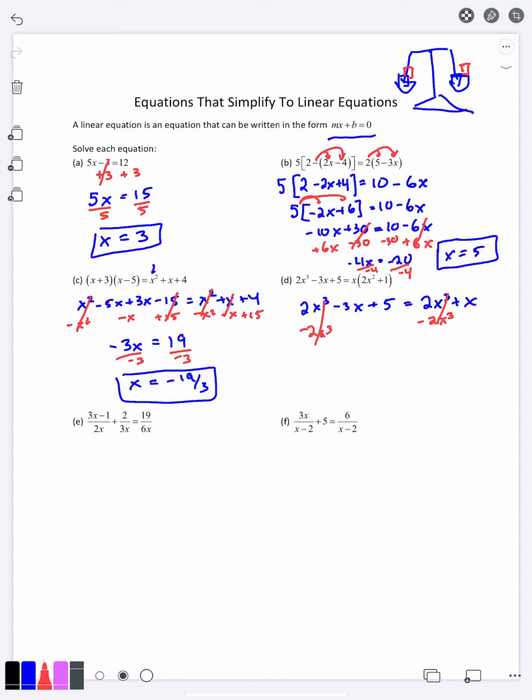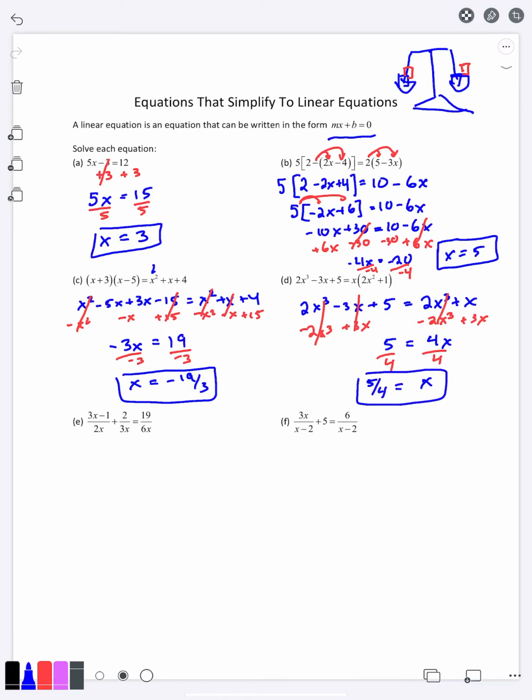And then I need to decide which side to have the x's and numbers on. For one time, I'm actually going to move the x to the right because there was no number on the right side. So it gives me one less thing to worry about here. 5 equals 4x. Then we divide by our 4, and we get x is 5/4.